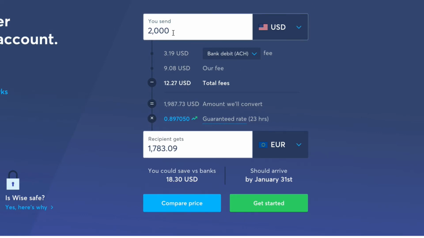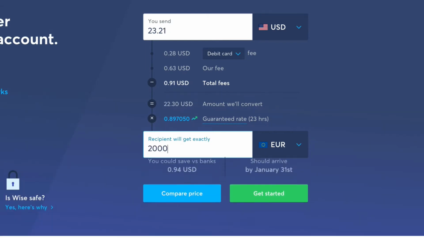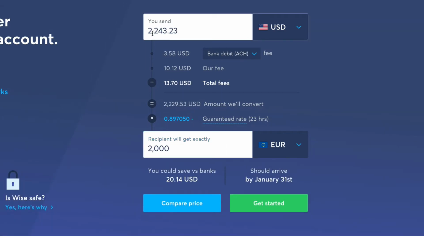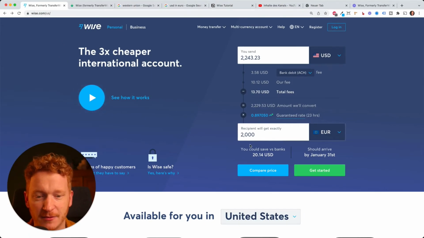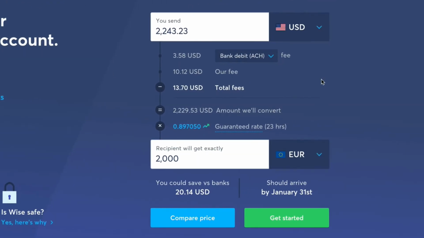Or if you want to send someone exactly 2,000 euros, so for example you paid for a product or something, then you can type in here 2,000 euro and then it will get updated in the USD amount, so you don't have to play the guessing game to end up here at 2,000 euros. And in between they show you what it actually costs to send the money. Let's start at the bottom with the exchange rate.